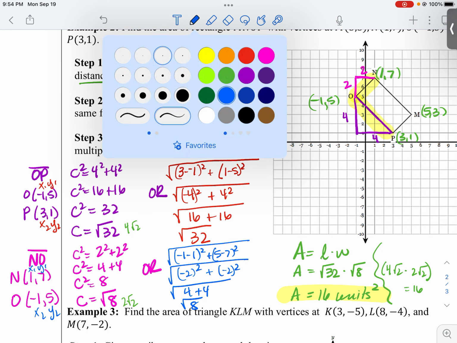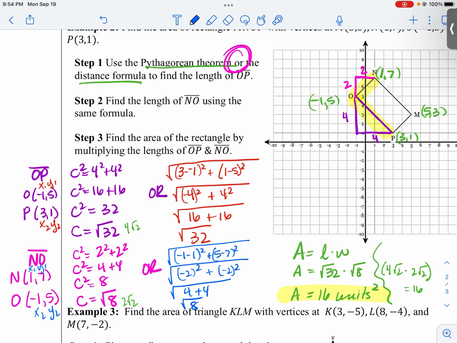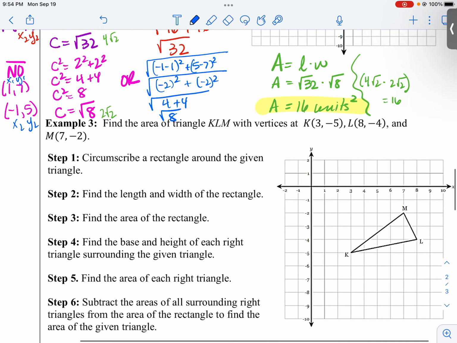So over here in our triangle, just to be all the way effective and proficient, this is the square root of 8, and this side is the square root of 32. And then we do length times width. See? Not hard. Many steps, none of which are difficult.